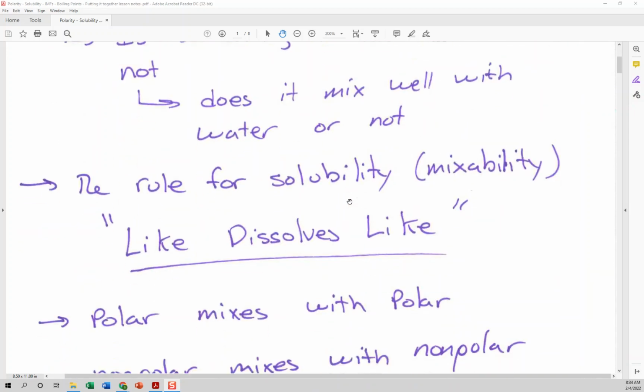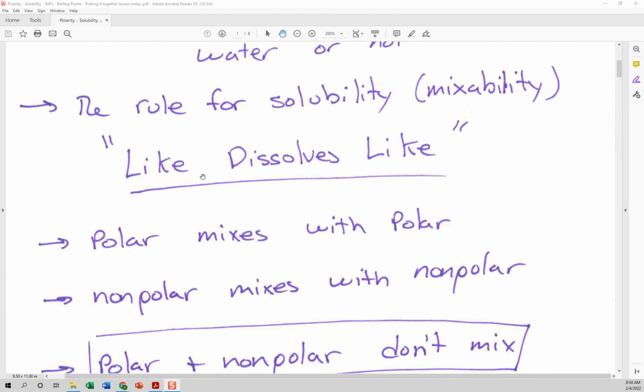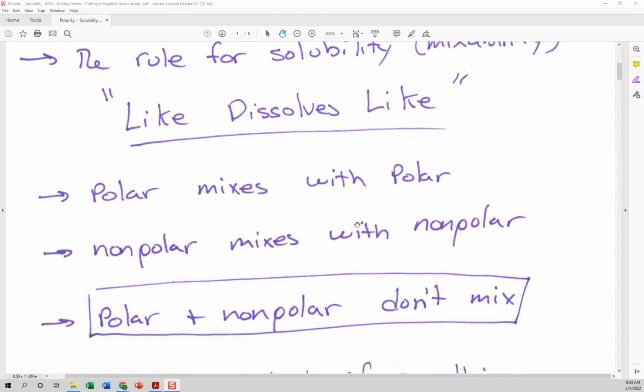So there's a simple rule to follow, and it's a little bit more complicated than this rule, but especially at this level of chemistry, it's okay to follow this rule. It's like dissolves like. All right, and so what we mean by that is polar compounds mix with other polar compounds, and nonpolar compounds will mix with other nonpolar compounds. So these two will mix together. Polar dissolves in polar, and nonpolar dissolves in nonpolar, but they don't mix together. So polar and nonpolar don't mix.